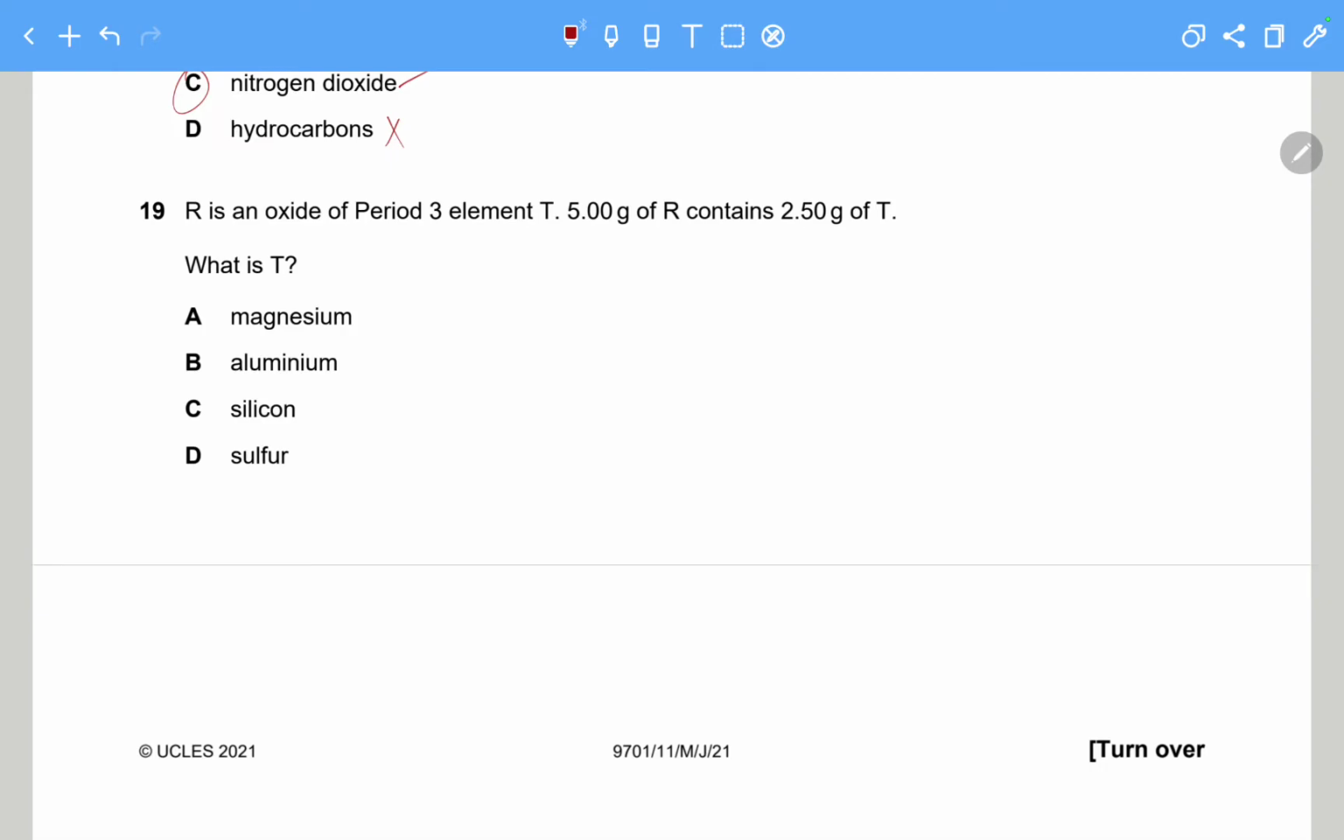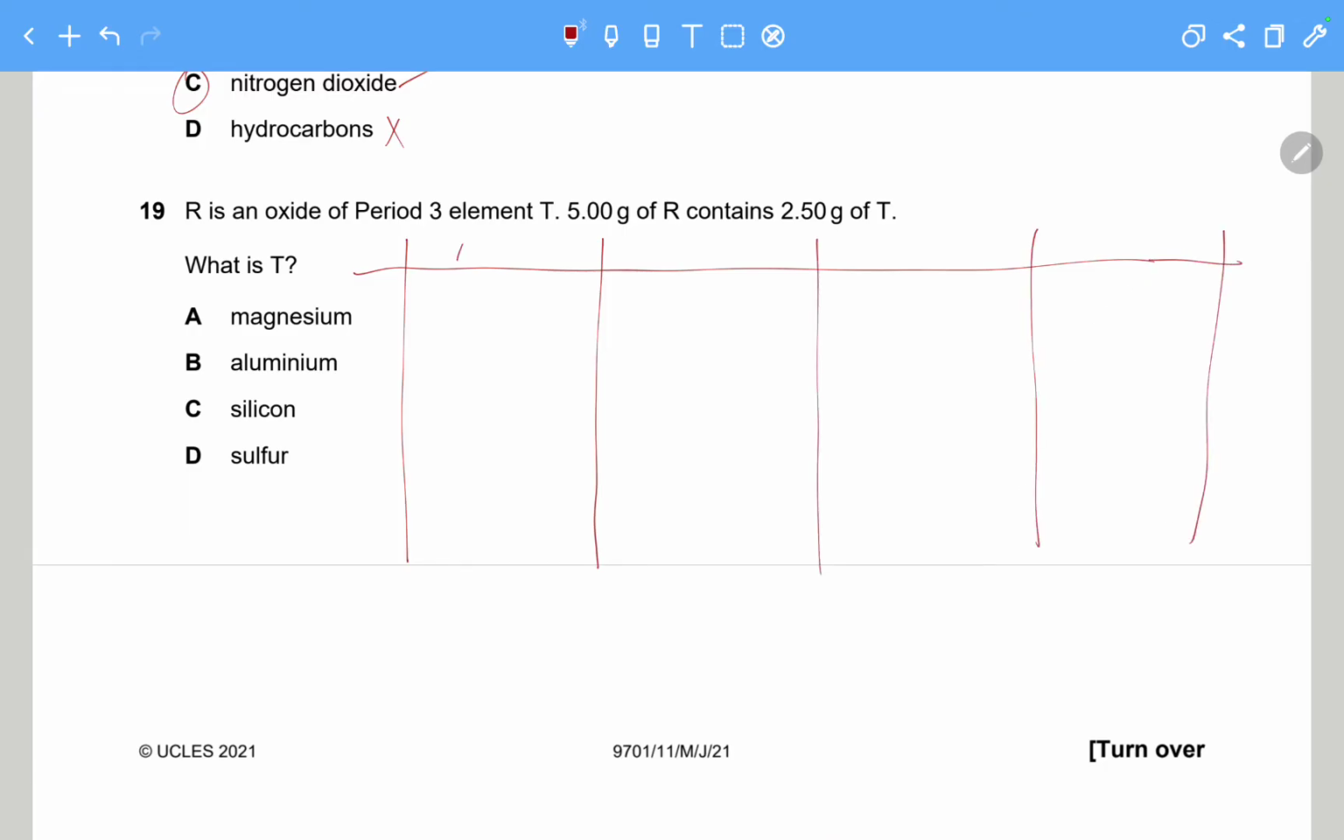R is an oxide of a period 3 element, T, and 5 grams of R contains 2.5 grams of T. So what we'll do is that we'll make a table here, and we have 4 options: magnesium, aluminium, silicon, sulfur. So we'll make 4 columns, one for each option: MgO, Al2O3, SiO2, SO2 or SO3, because sulfur can form 2 different oxides, and if sulfur is the answer, we'll see which one is correct.